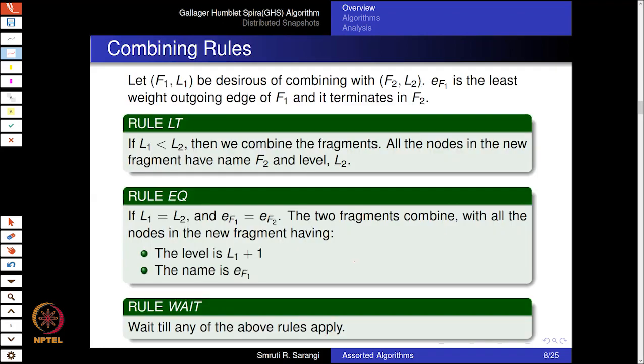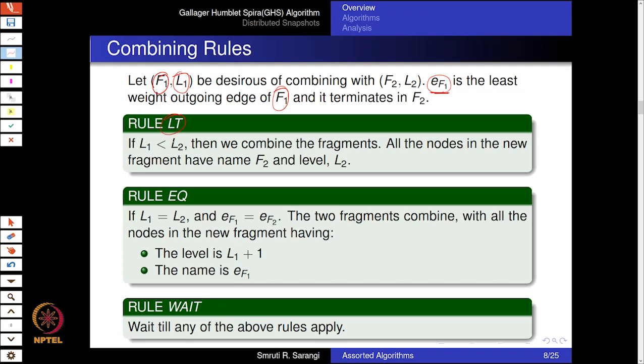Alright, so we will now define two important combining rules and one weighting rule. Let F1 with level L1 be desirous of combining with F2 with level L2, where E F1 is the least weight outgoing edge of F1 and it terminates in F2. So between F1 and F2, E F1 is the least weight outgoing edge from F1. In consonance with what we have said, there are two combining rules.